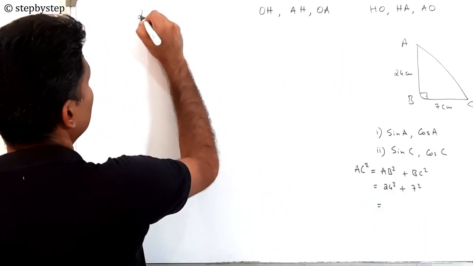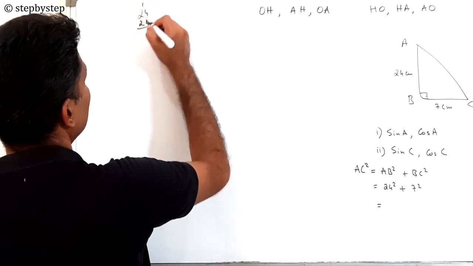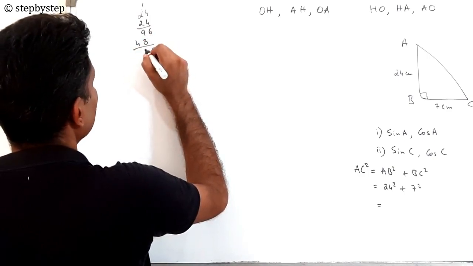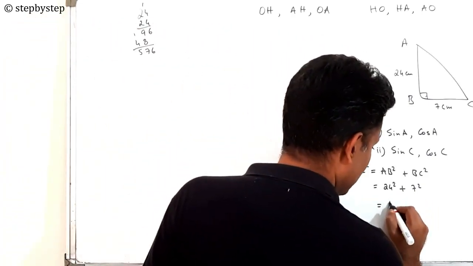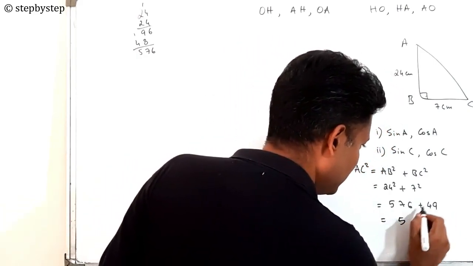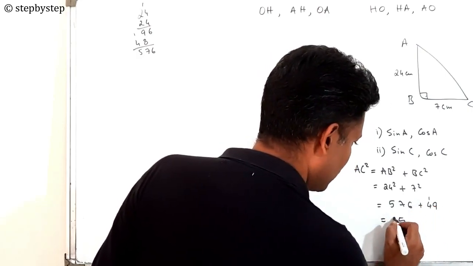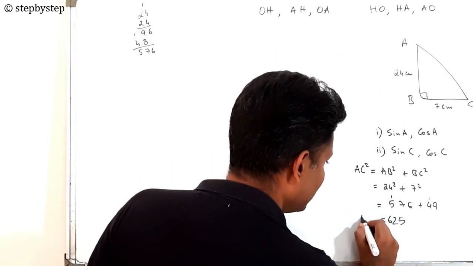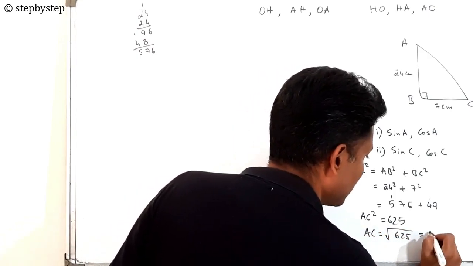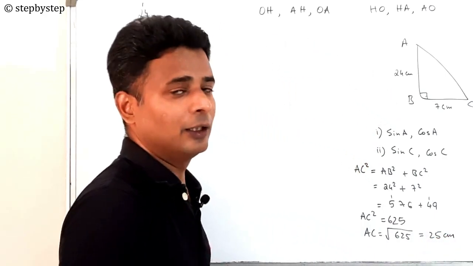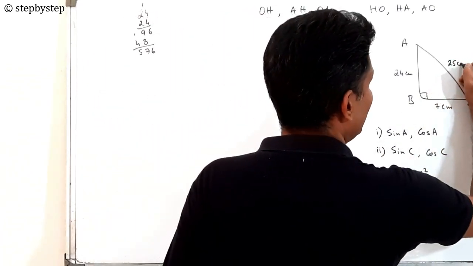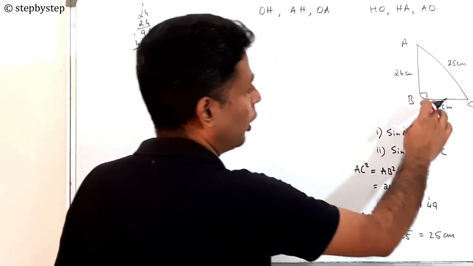Now 24 square is 24 into 24, 4 4s are 16, 8 9, 8 4. So 6, 8 plus 9, 17 and 576. So we have 576 plus 49, that equal to 625. So we get AC square is equal to 625, which means AC equal to root of 625, which is equal to 25 centimeter. So you will be using a lot of Pythagoras theorem in this chapter. So we get this as 25 centimeter. So now we have all three sides.